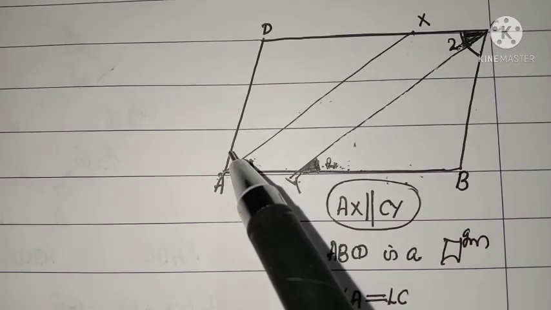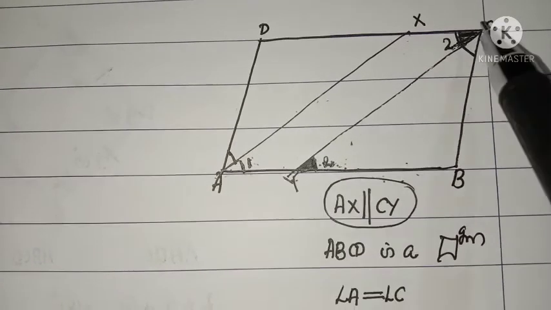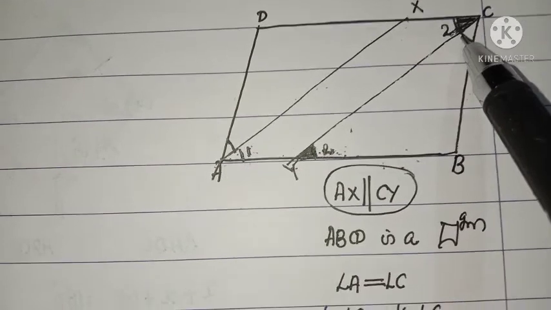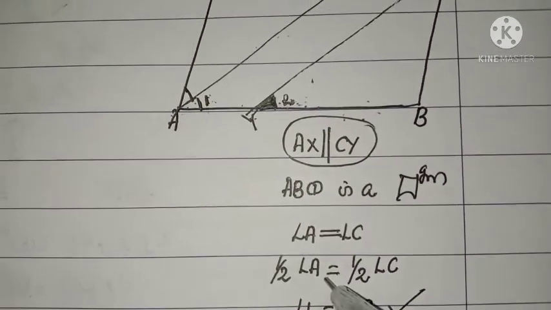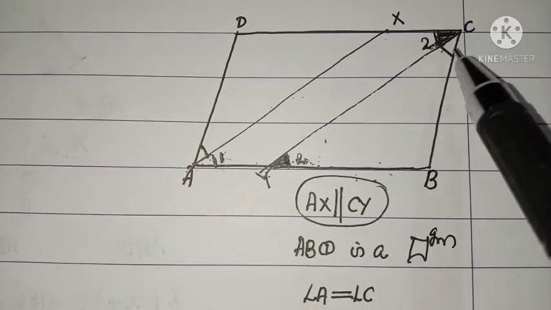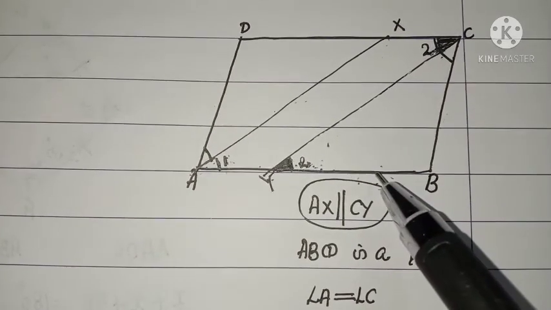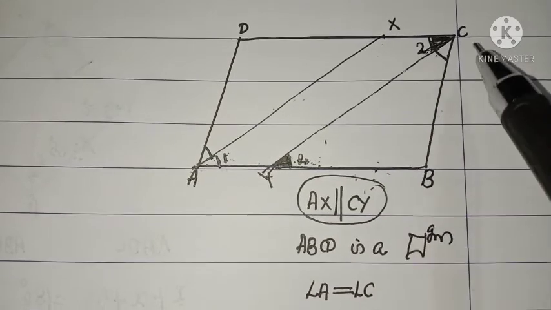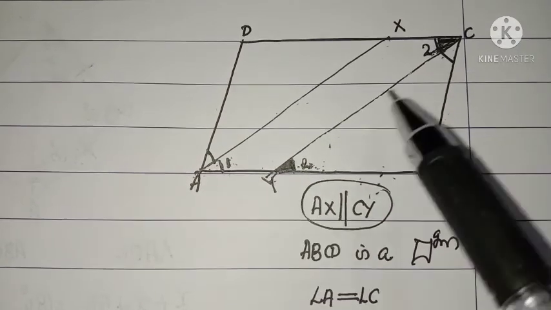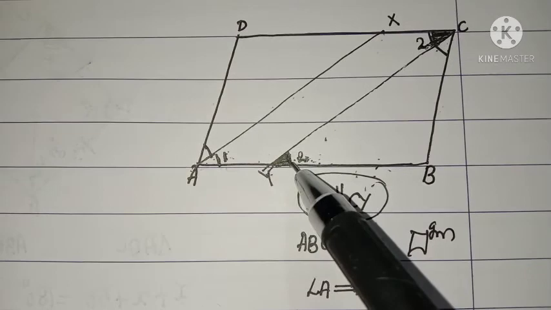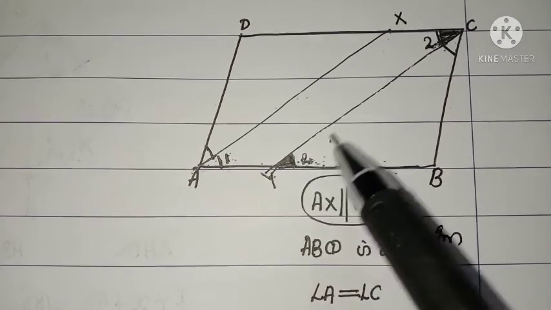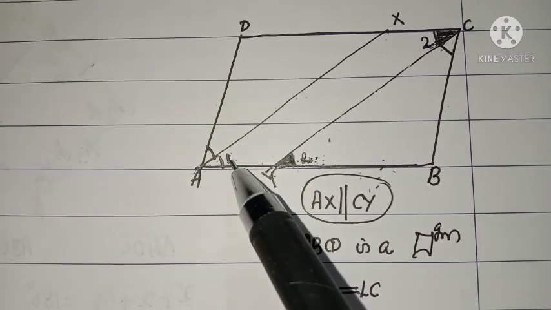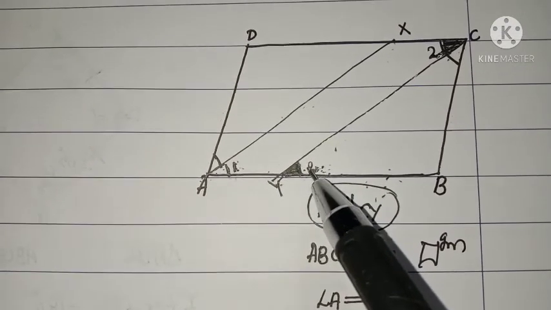Okay, so first we considered that opposite angles are equal in a parallelogram. Therefore, angle A is equal to angle C. Now take the half of the angle, so angle 1 equals angle 2. Now, because AB and CD are two parallel lines and CY is the transversal, these two angles are alternate angles. Naturally, this angle is equal to angle 2. Therefore, angle 1 and angle 2 are equal.